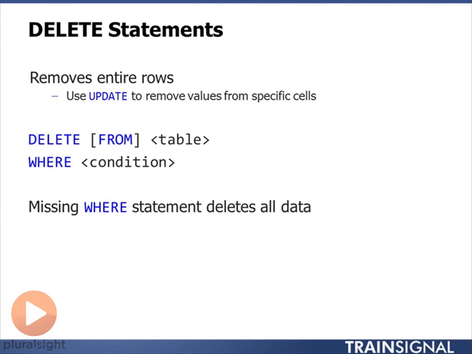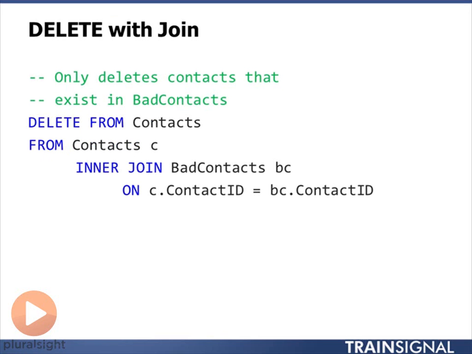Delete gets rid of an entire row. The syntax is delete, optionally from, just like we had into on an insert, the table, and again where, the condition, and again remember that if you leave off where, it's going to delete all data. Now, if we want to do this with a join, you'll notice again that we've got, well, in this case, two from lines. So it'll be delete from context, and then our from, and then we do all the rest.